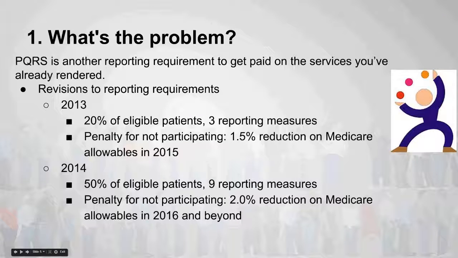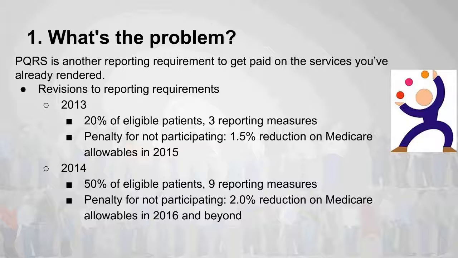So, what's the problem? Why is PQRS a problem? Well, PQRS is a problem because what's going to happen is that right now for 2013, the requirements have actually changed. For 2013, you had to report on 20% of your eligible patients within the year and only report on 3 measures, okay? If you didn't do that, you're going to be penalized by Medicare in 2015, and that's based on your Medicare allowable. By the way, nobody on this call knows what the Medicare allowable is going to be in 2015. I wish I had a crystal ball for you, but I don't.